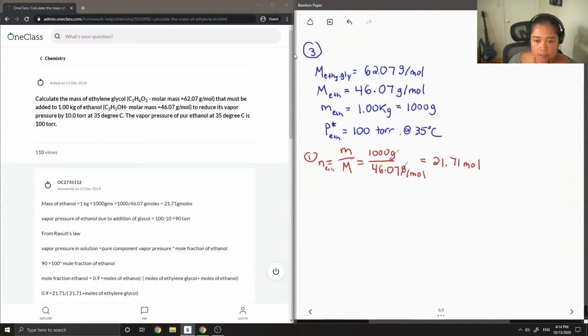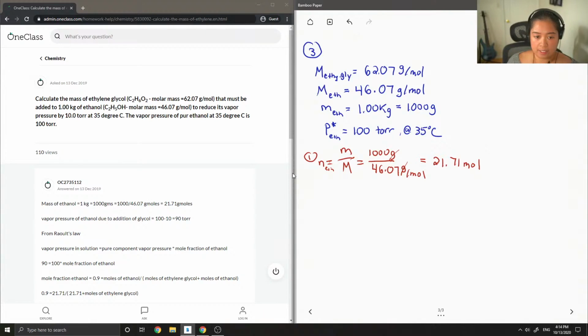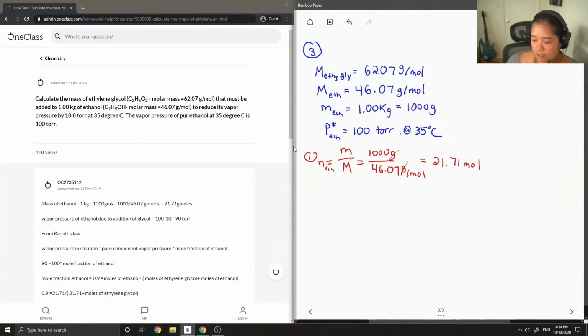Okay, so also in this question, they're asking what should the mass be to reduce its vapor pressure by 10 torr at 35 degrees C. So that means the pressure of ethanol due to the addition of ethylene glycol is equal to 100 minus 10, since when it's pure it was 100 torr, and then we want to reduce it by 10 torr. You want it to be 90 torr.